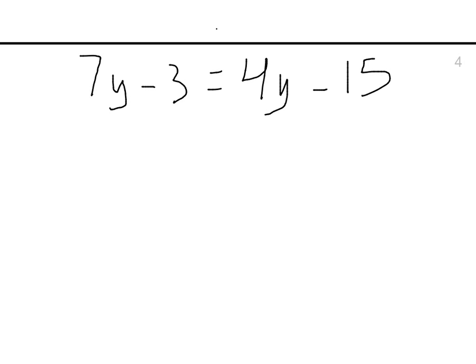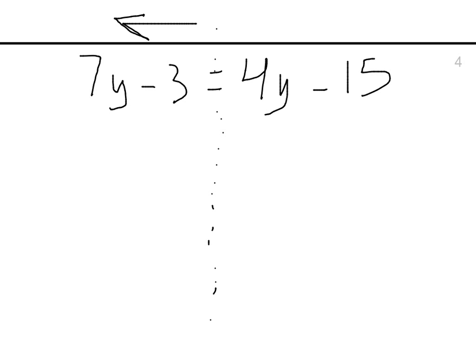We got 7y minus 3 equals 4y minus 15. Alright, so I'm going to draw my invisible line. Alright, so I'm going to choose to put all my y's on the left hand side. Does it matter? Absolutely not.